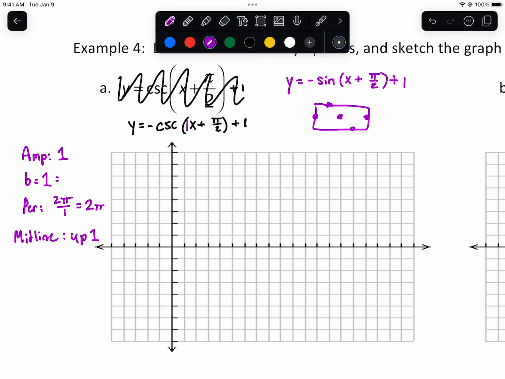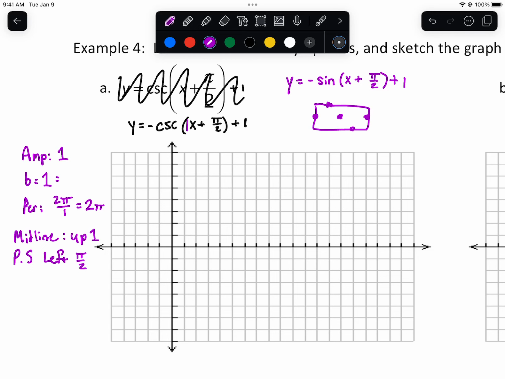I can't remember on the homework. They might ask for the midline or they might ask for the vertical translation. Those are the same thing, up 1. And then we have one more thing. We have a phase shift. Usually use PS to abbreviate that. It could also be called a horizontal translation, but that should go to the left pi over 2. So now we have all of that. Now we're going to piece it all together.